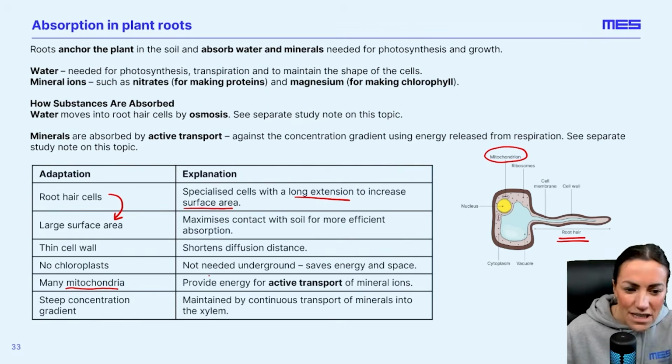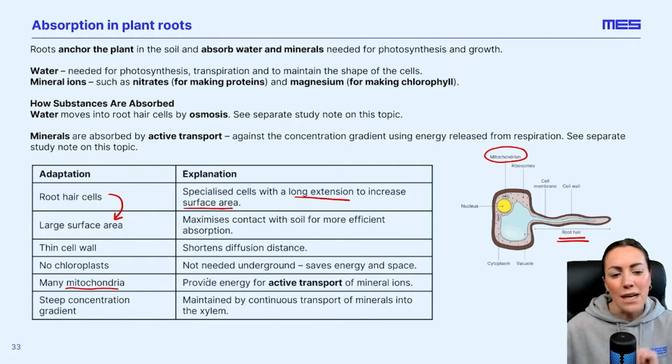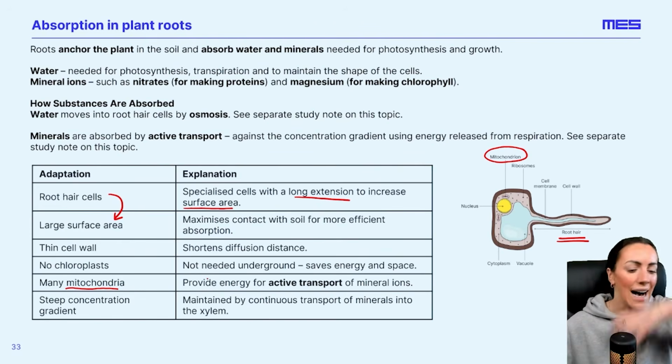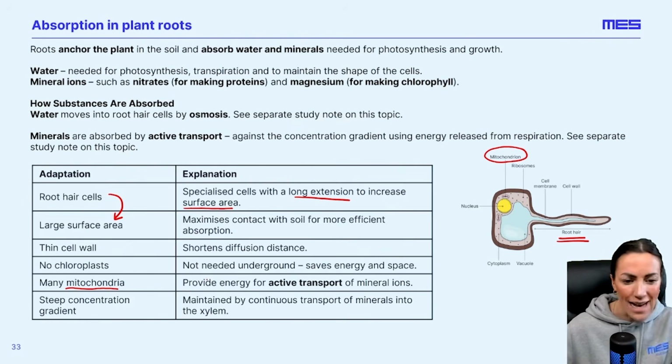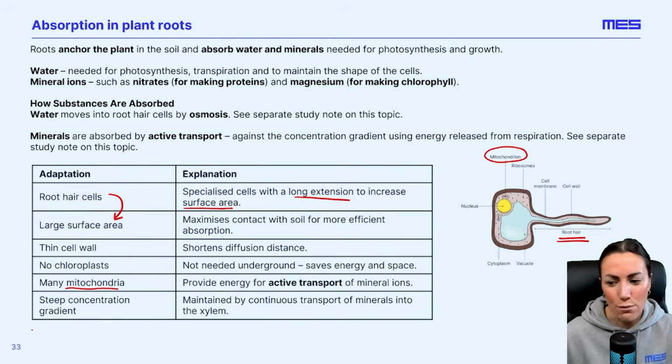Remember, it's very difficult with mineral ions, so we are usually having to use active transport because they often are having to go from low to high. But at least with water, if it keeps moving away and up the xylem, we're going to have a higher concentration of water in the soil than in the root hair cells, so the water will keep moving in by osmosis.